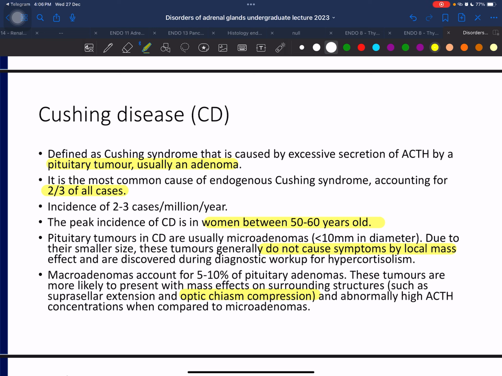The mass effects on surrounding structures such as suprasellar extension and optic chiasm compression, because the pituitary gland is located at that region, okay? And usually it has abnormally high ACTH concentrations when compared to microadenomas, the smaller version.